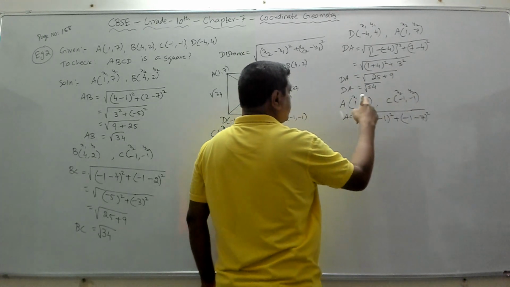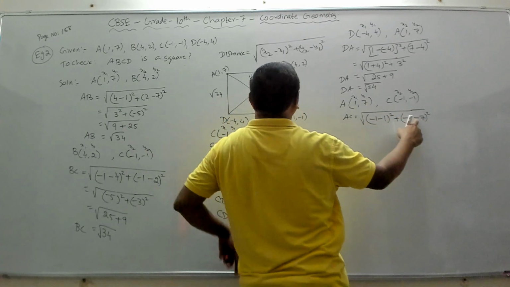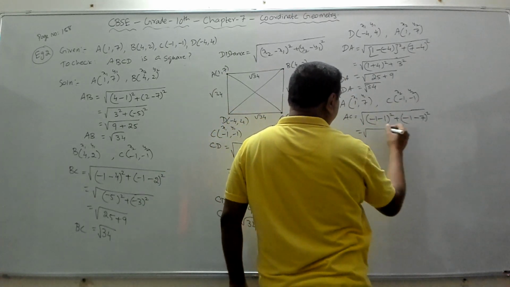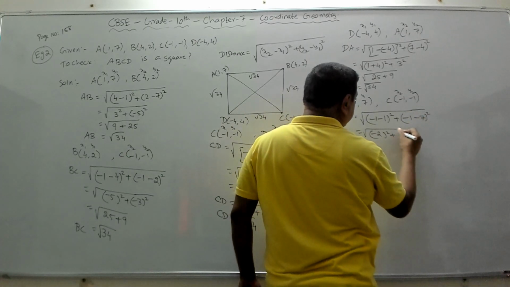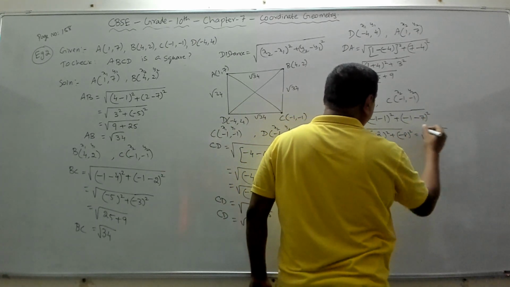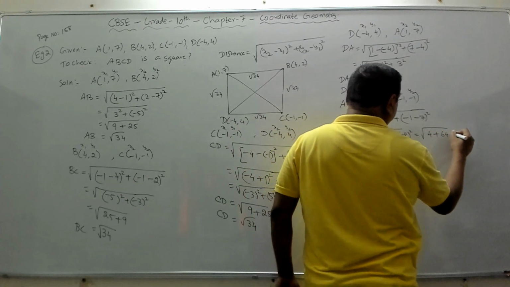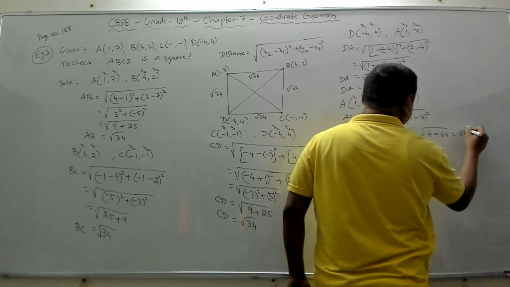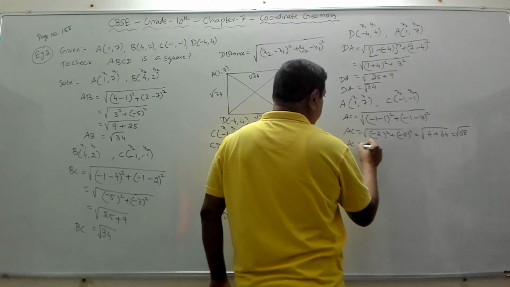So x2 minus x1 the whole square plus y2 which is minus 1 minus y1, which is 7. So that is equal to square root of minus 1 minus 1 is minus 2 the whole square plus minus 8 the whole square. That will give you square root of minus 2 the whole square is 4, 8 square is 64, you get 68. You get square root of 68. So that is your AC. Your AC is square root of 68.